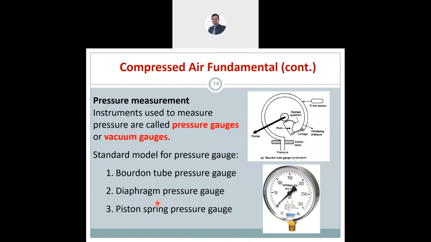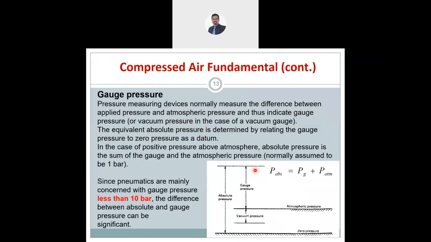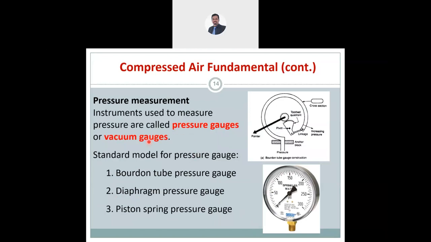Okay, so pressure measurement, you can use a lot of instruments yang kita panggil as pressure gauge. Pressure gauge dalam bahasa Melayu adalah tolok tekanan, ataupun alat untuk mengukur tekanan. Or you can use a vacuum gauge. So tadi kita tengok, kalau above atmospheric pressure, you gunakan pressure gauge. Kalau you nak ukur something yang below your atmospheric pressure, you gunakan vacuum gauge. Sebab tu dia ada dua.